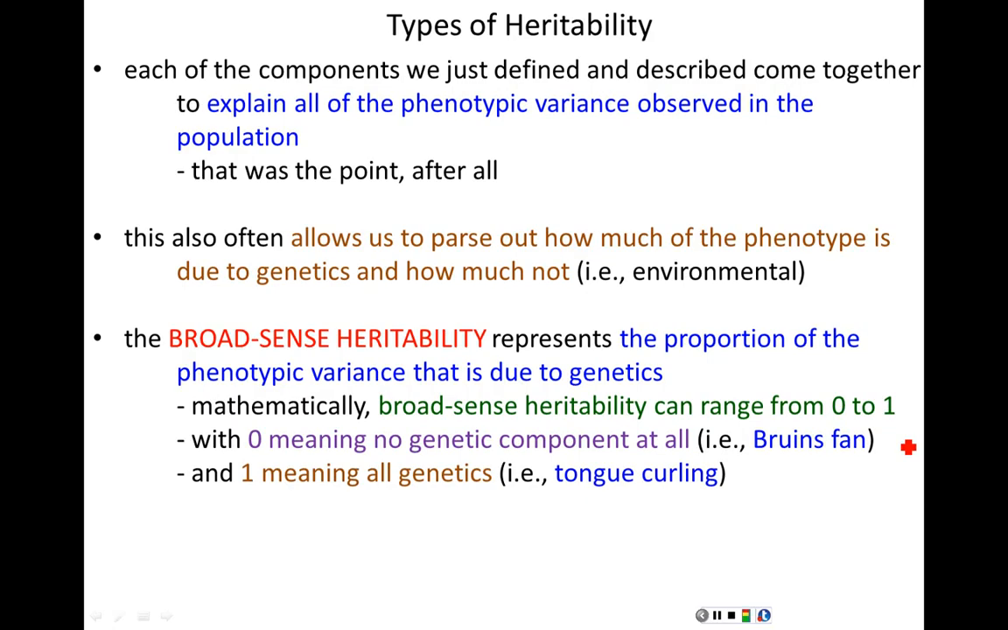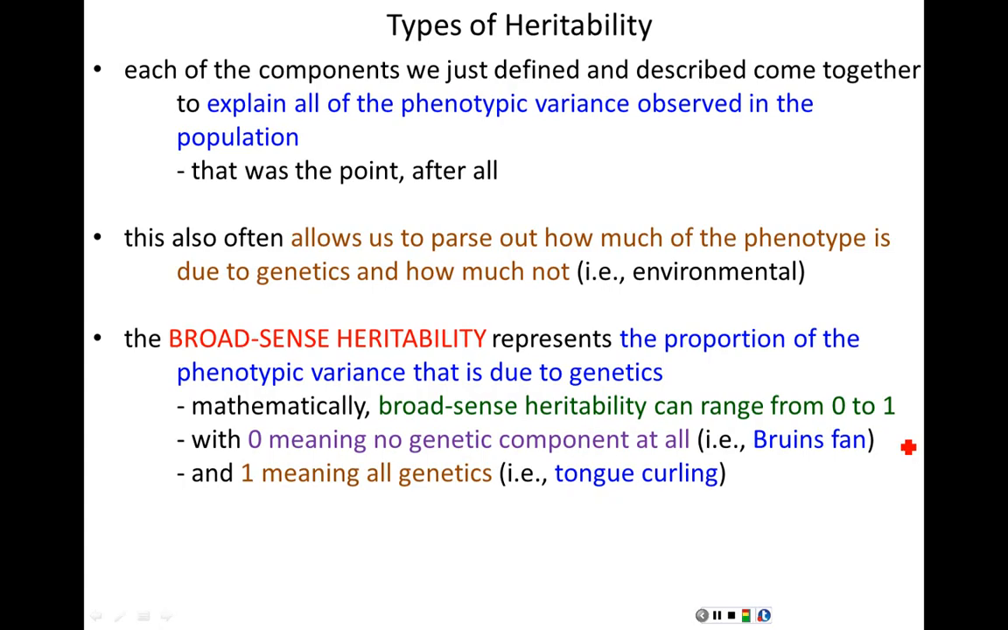A broad sense heritability of 1 means that it is all genetics, and there's no environmental component at all. In other words, 100% of the phenotypic variance is explained and accounted for by the genetic variance. So tongue curling is a good example here. Tongue curling follows a pretty similar pattern. My wife can do it, my kids can do it, and I can't. Very similar to the inheritance pattern of the Bruins fans. However, this is not environmentally influenced at all. It is entirely genetically based by a single gene. And so it has a broad sense heritability of 1.